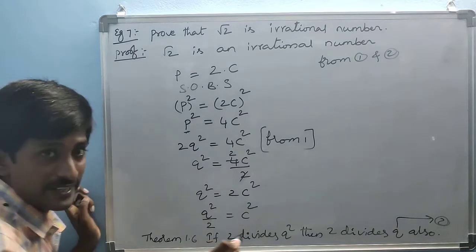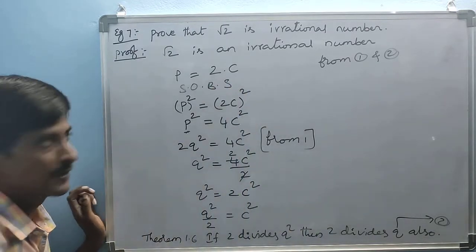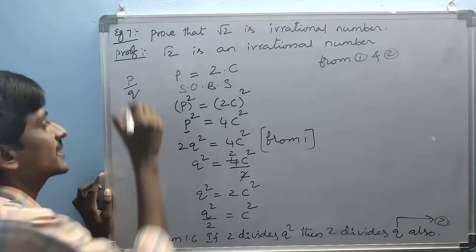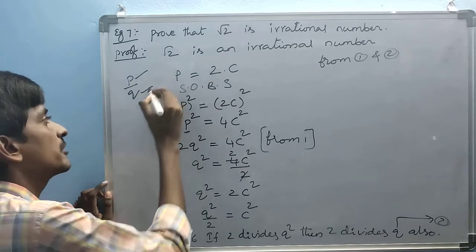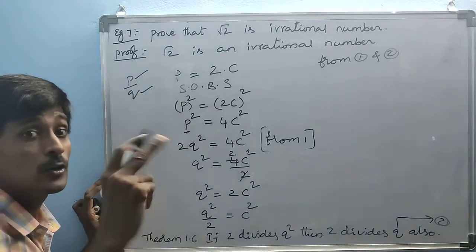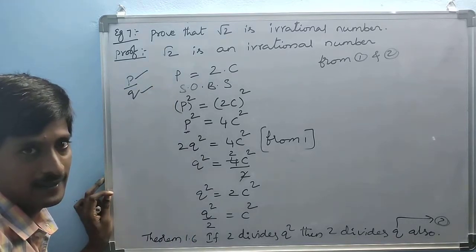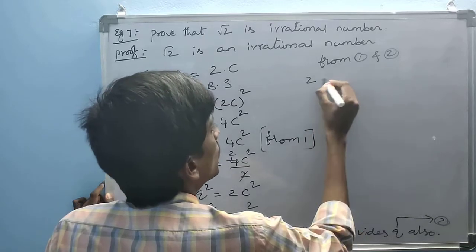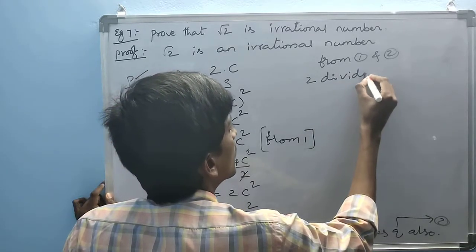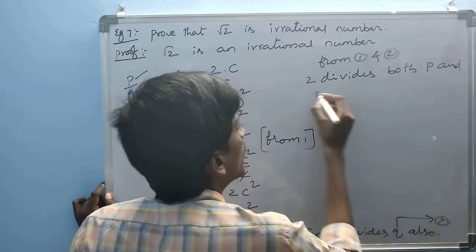And 2 is divisible by both p and q. According to our rational form, p is divisible by 2 and q is divisible by 2. So 2 is the common factor to both numbers. But from 1 and 2, 2 divides both p and q.